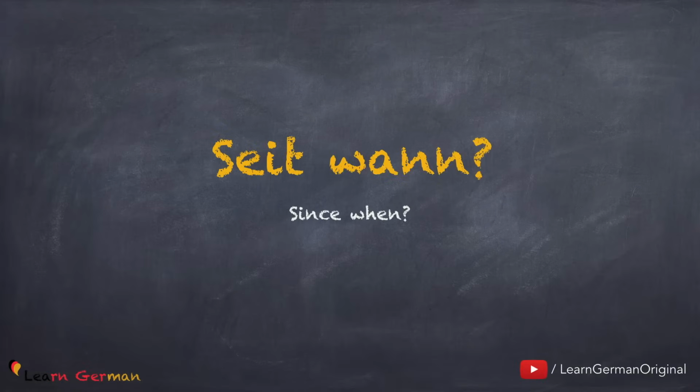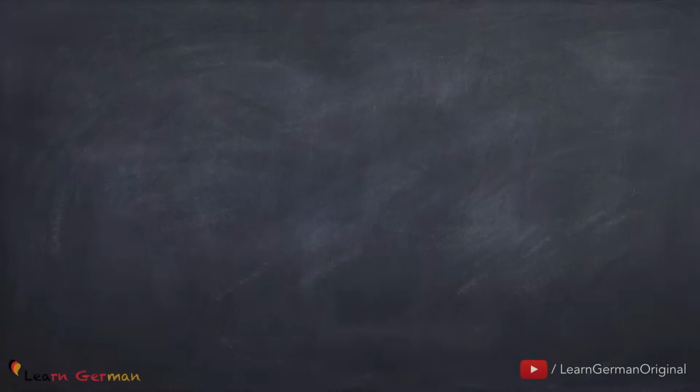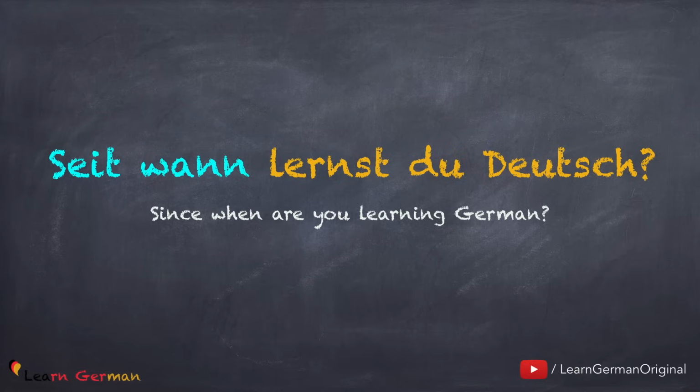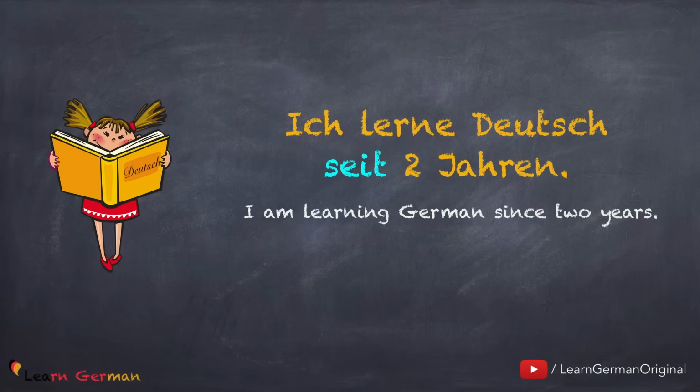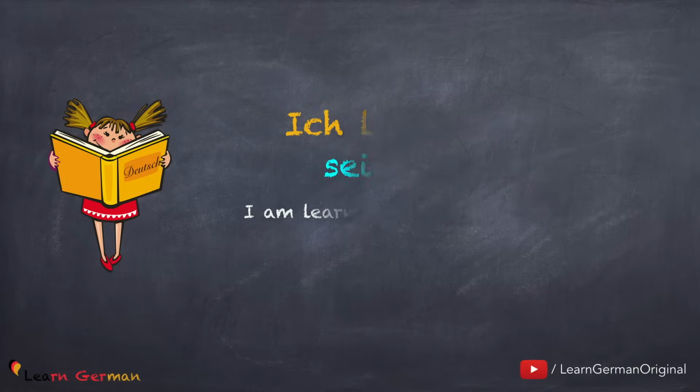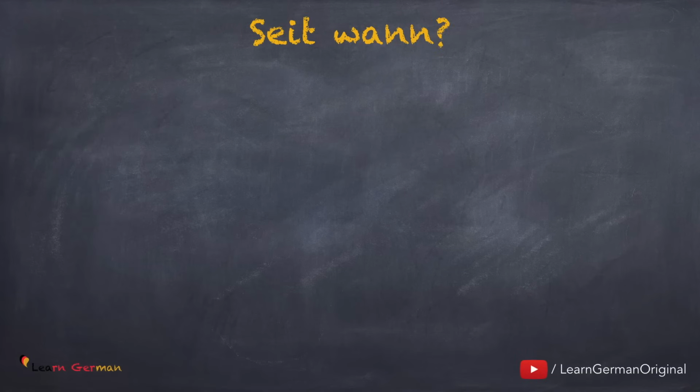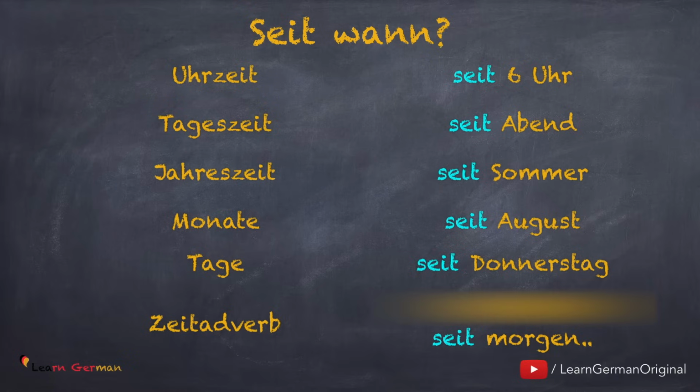Seit wann? Let's look at a question with this. Seit wann lernst du Deutsch? Your answer could be Ich lerne Deutsch seit 2 Jahren. Just like the previous one, your answers could vary. Here is a table to tell you how to answer this question. It could be Uhrzeit, it could be Tageszeit, it could be Jahreszeit, etc. You can pause the video here if you want to go through all the examples.